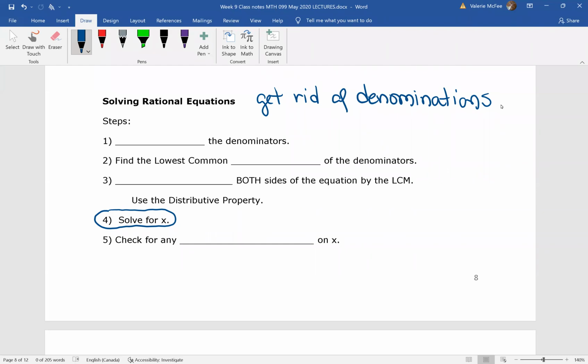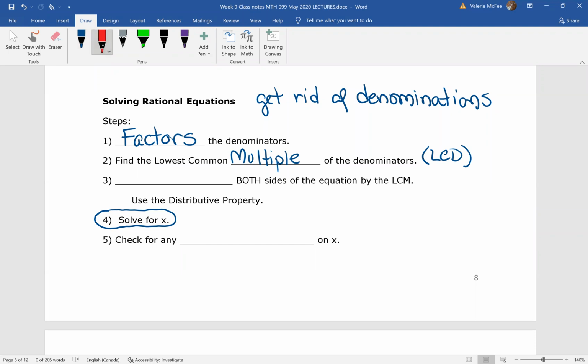And again, I have some steps for you to follow. So whenever you sit down to practice solving rational equations, you should have these steps beside you and work through them one at a time. The first thing we want to do is factor the denominators if possible. Not all denominators will be able to be factored, but some of them will. We want to find the lowest common multiple of the denominators. Remember, sometimes that's known as the LCD, the lowest common denominator.